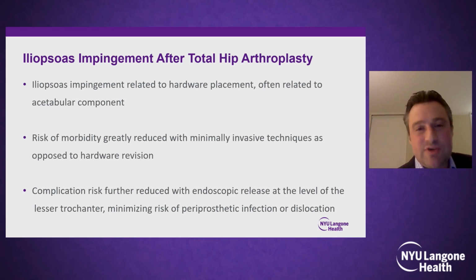So iliopsoas impingement after total hip arthroplasty can be an issue related to hardware placement, often related to the acetabular component. Unfortunately, there's a high risk of morbidity, potentially, with revising hardware to treat this. So it's better to treat it endoscopically if you can, avoiding or minimizing the risk of periprosthetic infection, and minimizing the risk of dislocation if this is released at the lesser trochanter. And in these cases, obviously not worried about the circumflex vessel.